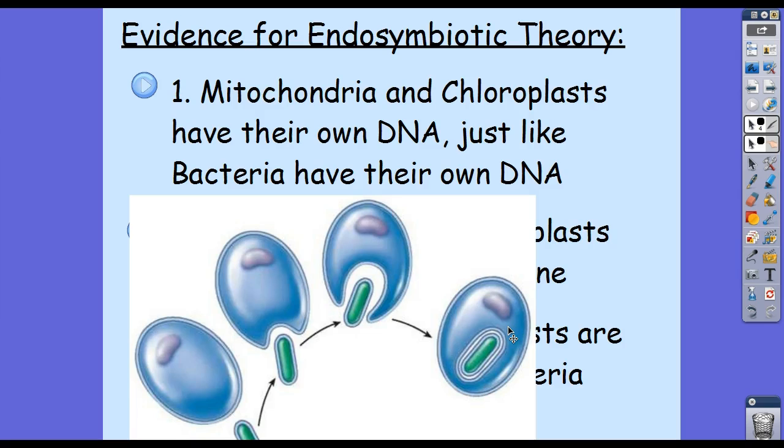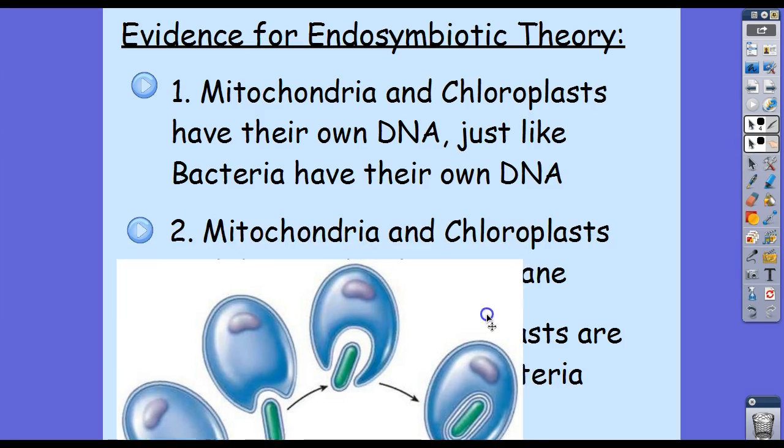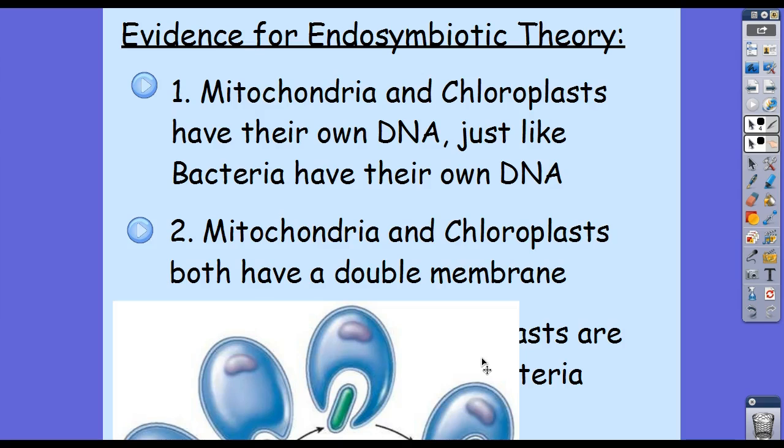Now, the DNA in the mitochondria and the chloroplasts doesn't tell the rest of the cell what to do. It just tells the mitochondria and the chloroplasts what to do. The nucleus still has the DNA that tells the rest of the cell parts and the whole cell what to do. Okay, they both have a double membrane.